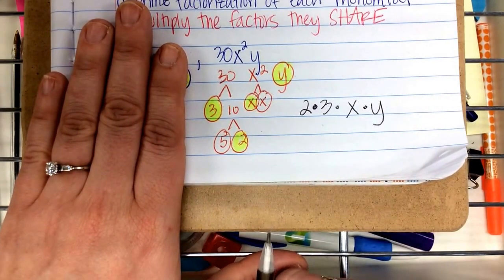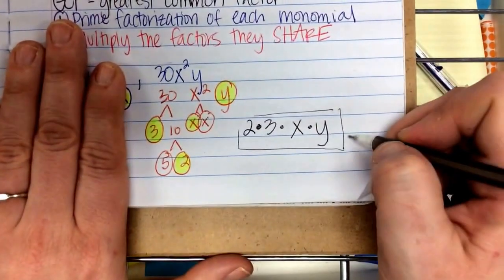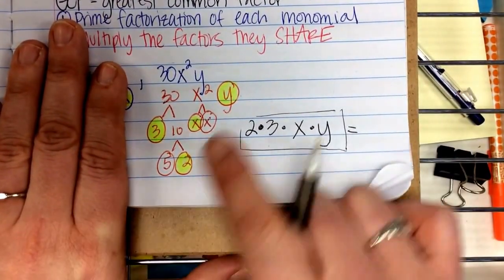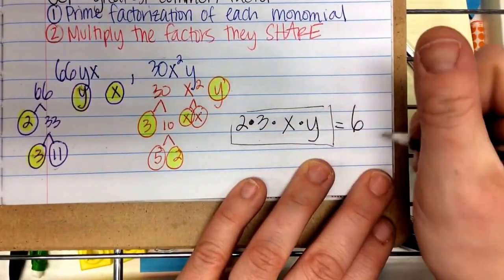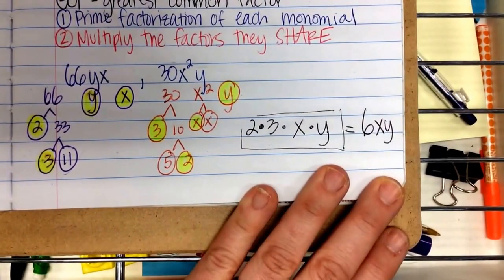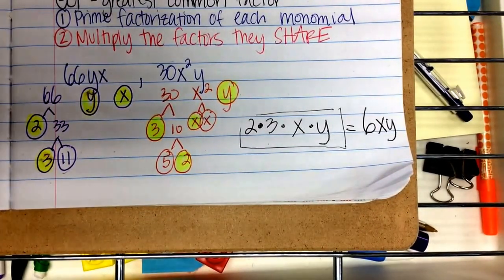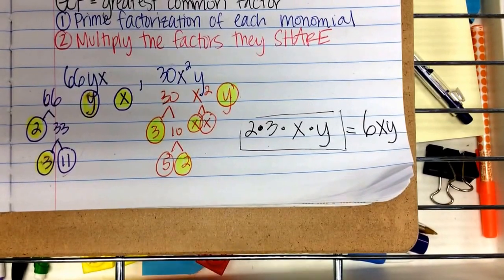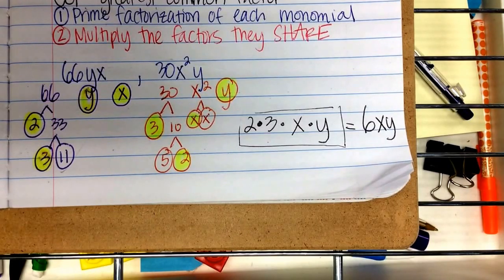To find the greatest common factor, we simplify this. Two times 3 is 6xy. The greatest common factor of those 2 monomials is 6xy. Correct. Or you could factor for 3, but you only have one monomial as your answer. Questions?